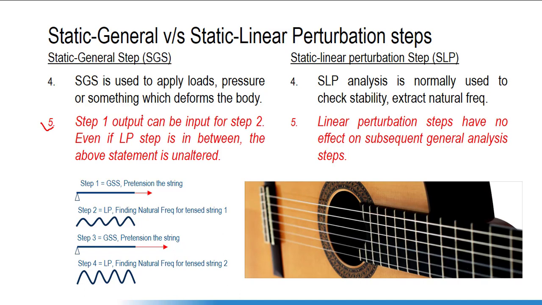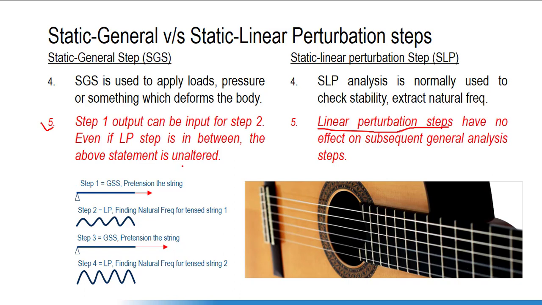But in the linear perturbation scheme, if you have multiple linear perturbation steps, the result will not carry over to the second step. So whatever result you get from the first linear perturbation step, and again if you have another step, either linear perturbation or general static, it will consider the original model and initial boundary conditions, but it will not consider the linear perturbation step analysis result. Here is one more important point. Even if you have a linear perturbation step in between two general static steps, the above statement is unaltered.